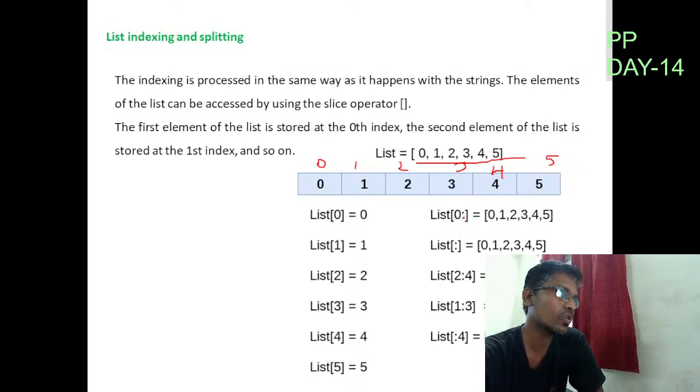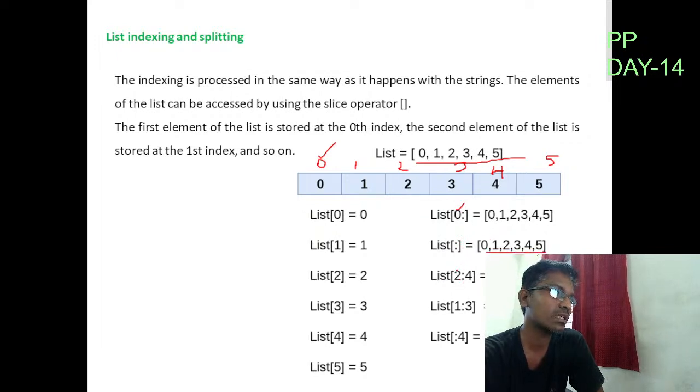So list 0 colon. That means I want to print from the starting index number 0, but I don't know the end of the slicing operator. So I know only the starting value, but I don't know the end value. So it will print from 0 up to the end of the elements. So I got the output from 0 to 5. Next one is list followed by colon. This time I don't know the starting index number or the end index number. So I got the output same as the first one.